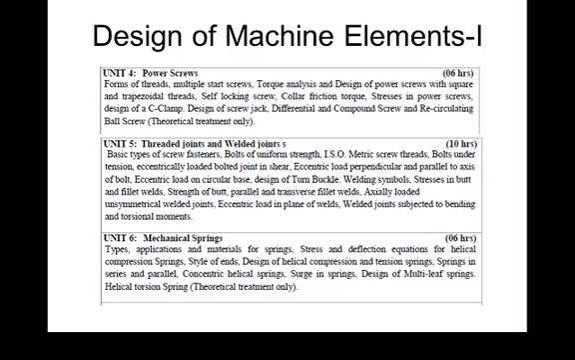The next one, unit number 5, consists of threaded joints and welded joints. These are the basic types of screw fasteners. Then there are different isometric screw threads, how the screws are designed for bolted and welded joints, what the different loading conditions are, how the welded joint strengths are provided, what different stresses will come, what different methodologies there are, how turnbuckles are designed, and what different welding symbols there are. All that we'll discuss in threaded joints and welded joints.